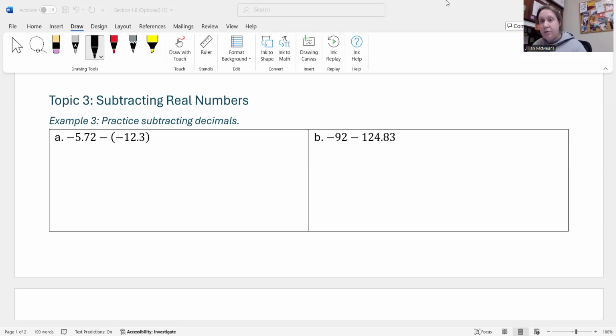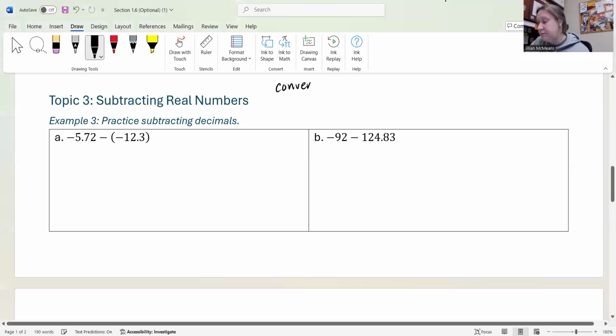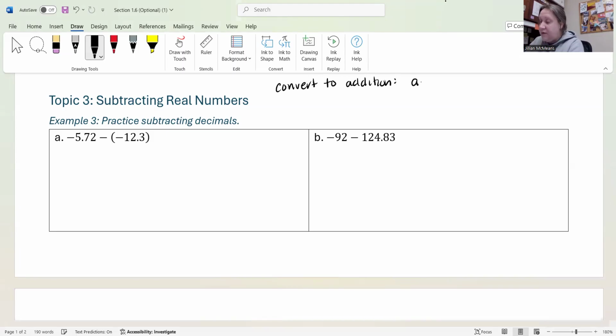So you have to remember the rules for subtracting. We want to convert to addition. Symbolically, that means if we have A minus B, that's equal to A plus the opposite of B. So you can't just willy-nilly change a minus sign to a plus sign. You have to do something to compensate for that change in operation. And with subtraction, we convert to addition by adding the opposite.